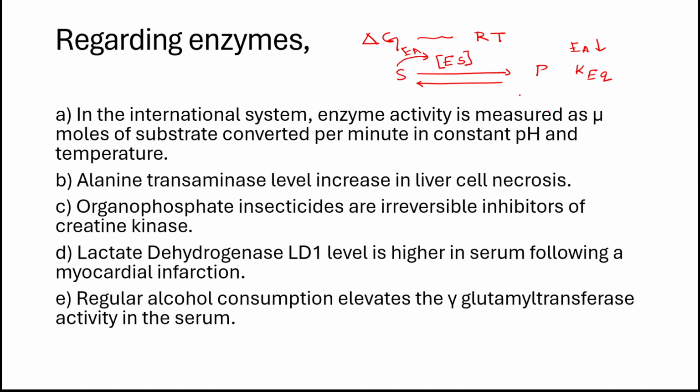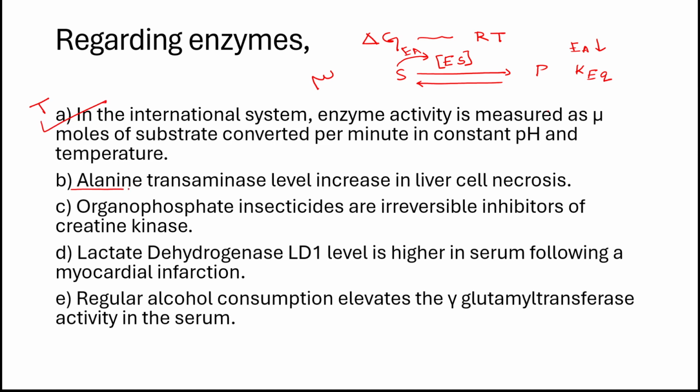Again coming back to the statement, in the international system, the enzyme activity is given in something denoted by the letter mu, and this is in fact the rate at which the substrates are converted to form products. So it's not rocket science per se. Just as a normal statement, we can consider this as true.